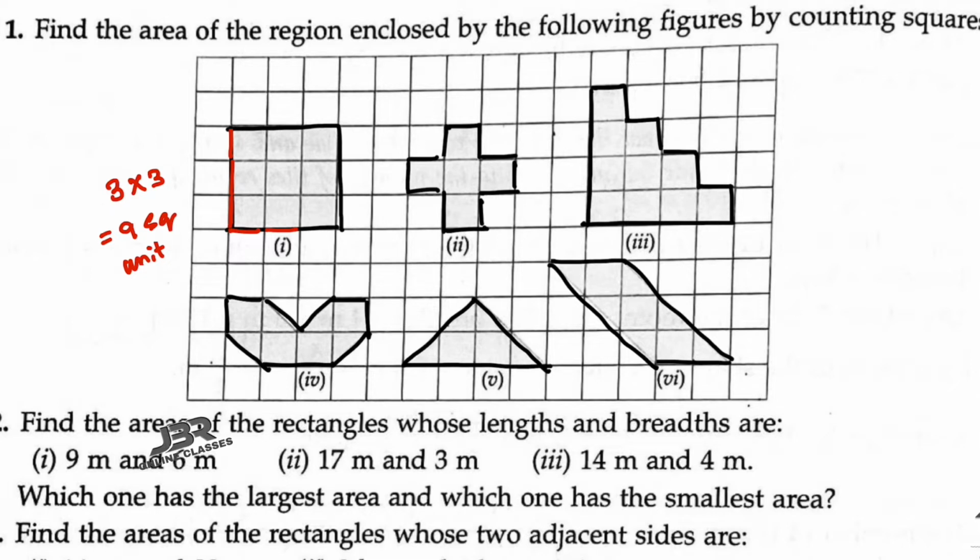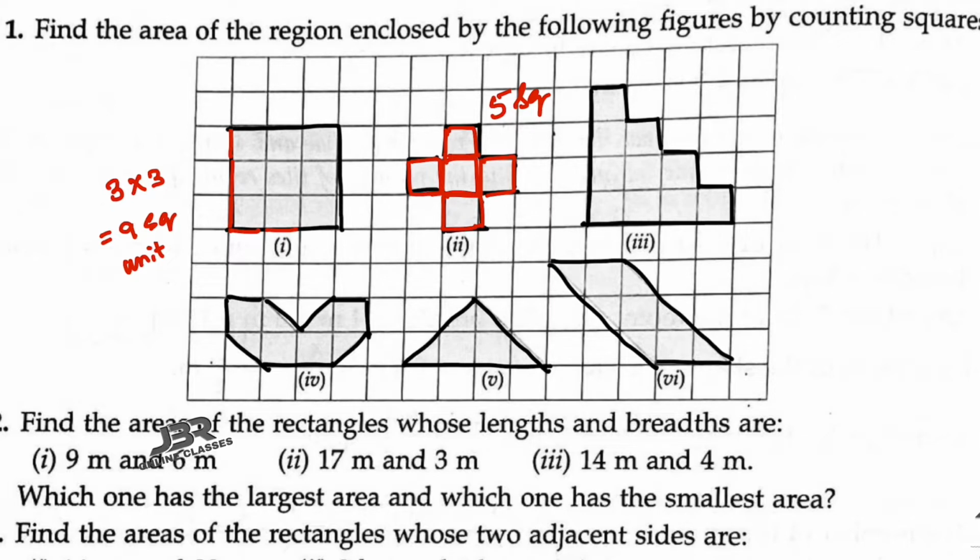Now for number 2, first you have to count how many squares are there. So 1, 2, then 3, then 4, and then 5. As each side of the square is 1 unit, the area of each square equals 1 square unit. Clear? Now how many squares are there? Total 5. So your answer is 5 square units.